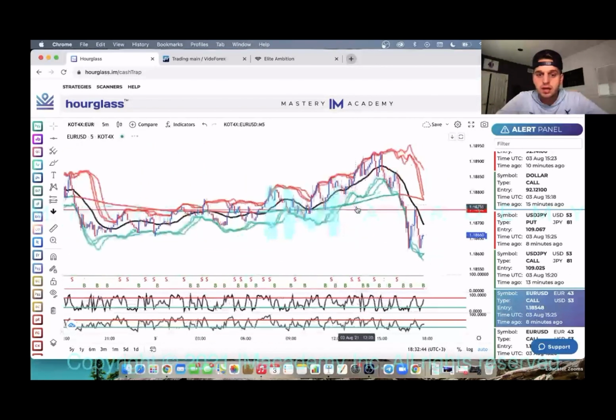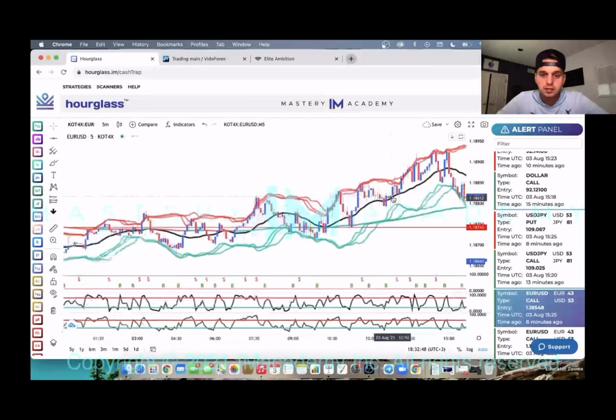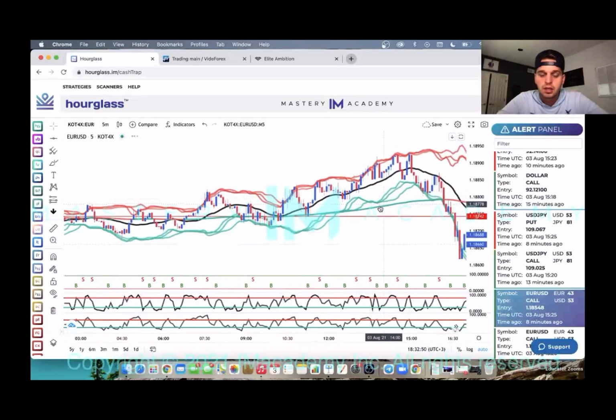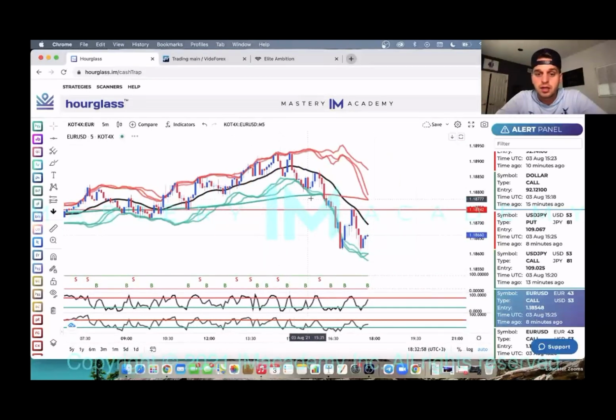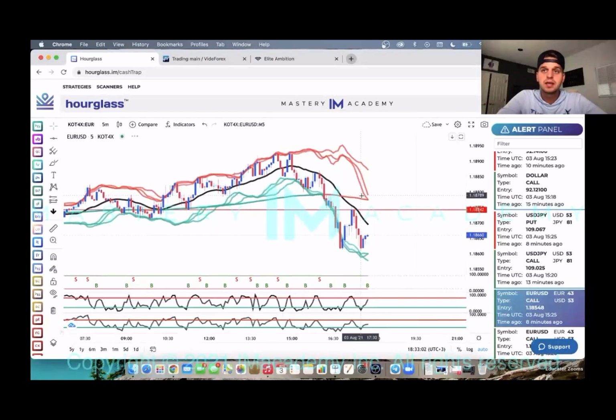If the 200 EMA is green, right here, right? 200 EMA. If the 200 EMA is green, that tells us we're in an uptrend. That tells you that price is above that line. In uptrends, we take up arrows. If the 200 EMA is red, that tells us we're in a downtrend. We take down arrows, okay?